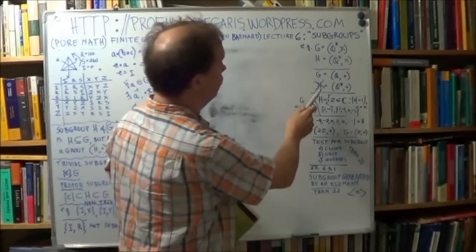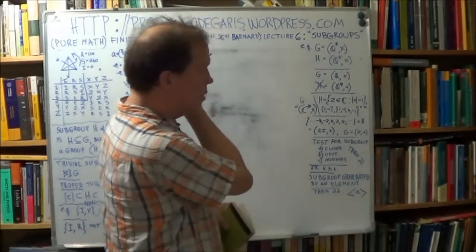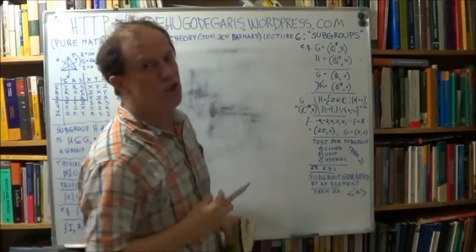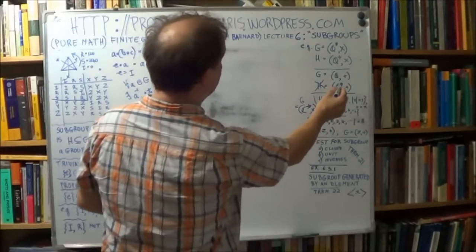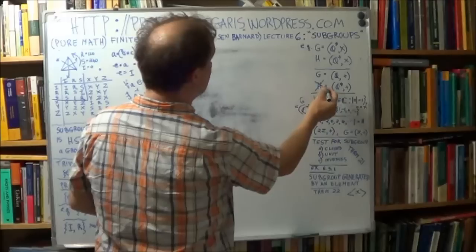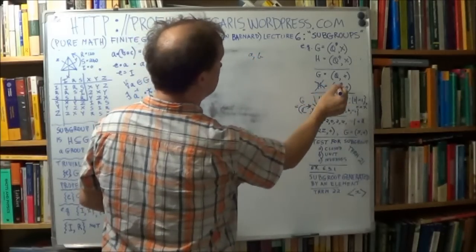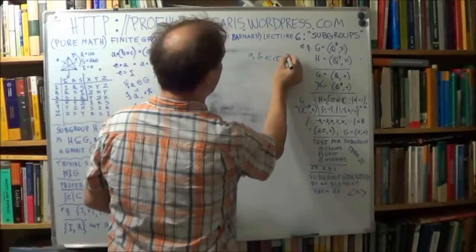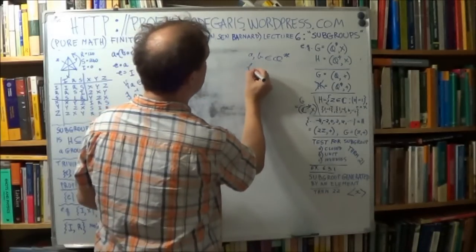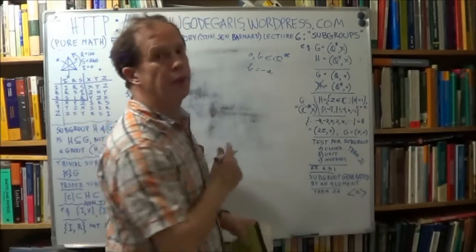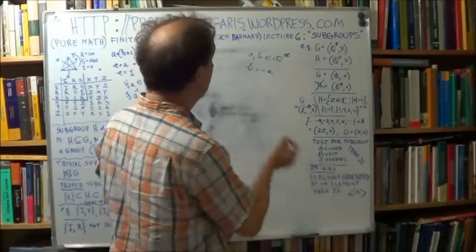Not a subgroup? Because it's not closed. Now, why is that? Well, take two elements, let's say A and B, belonging to Q star, and let B equal minus A. So choose anything, I know, 4 and minus 4, whatever.